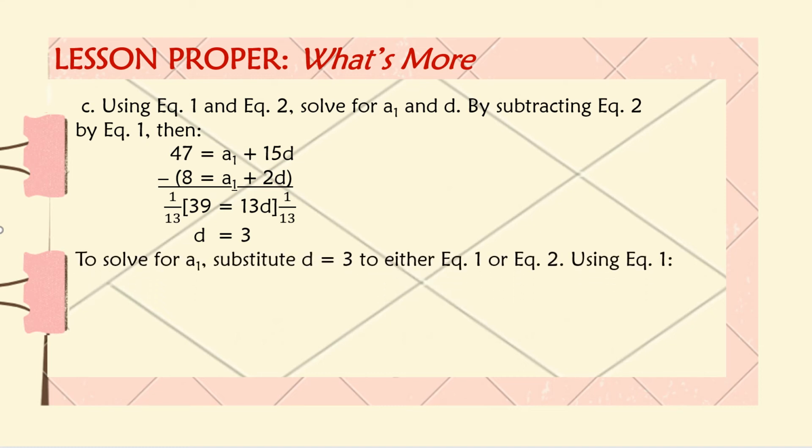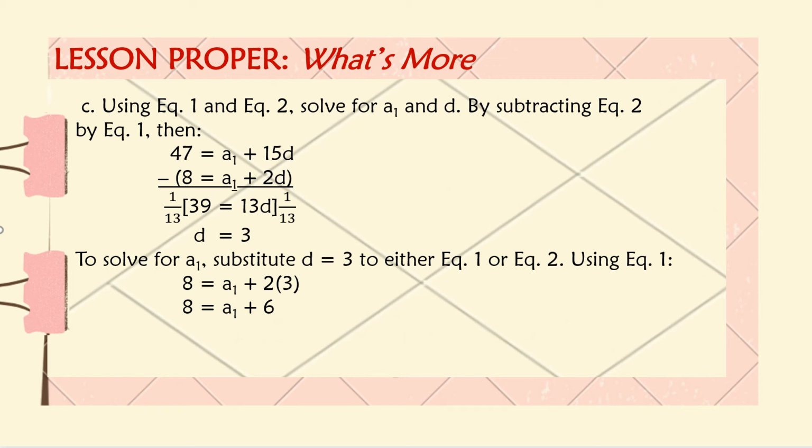So to solve for A1, we can now solve for A1. Okay? Kasi alam na natin yung common difference eh. So that is D. And then we can use either of the two. So we can use equation 1 or equation 2. So in this case, let us use equation number 1. So we have 8 is equal to A sub 1 plus 2 times 3. So that is the common difference. So we have, substitute lang natin ito dun sa kanina. Yung sa equation 1 natin, yung original equation number 1.